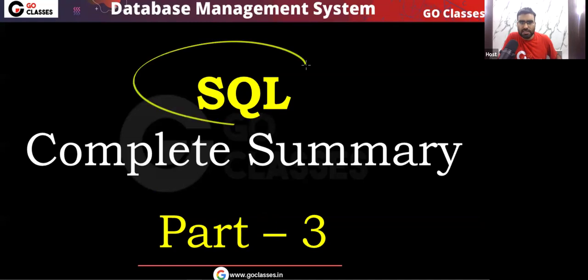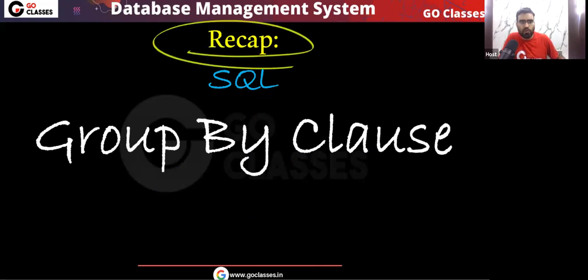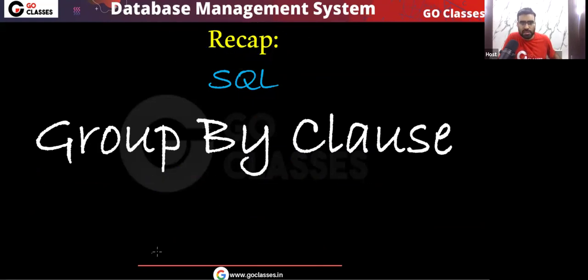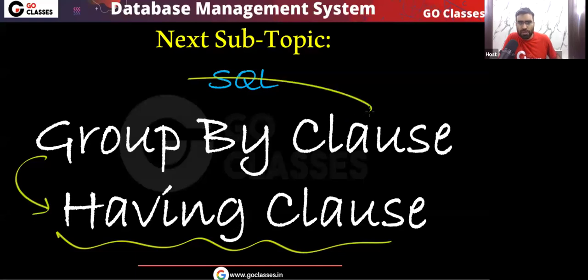So we were discussing SQL complete summary and this is part 3 of SQL complete summary. So let's start. We have already seen what is group by clause in part 2. In this session we are going to study having clause, but let's do some recap of group by clause. The reason is that this having clause is used with group by clause. So when you have group by clause, then we use the having clause.